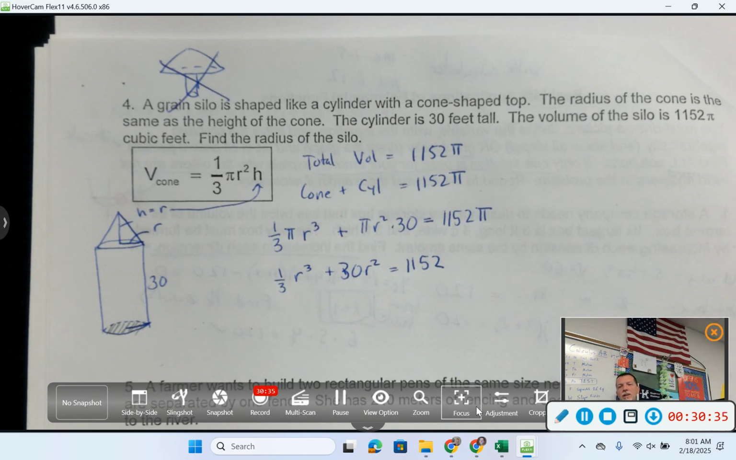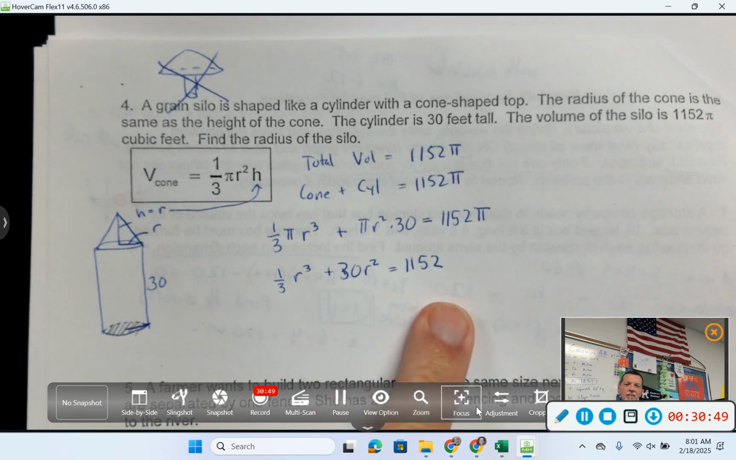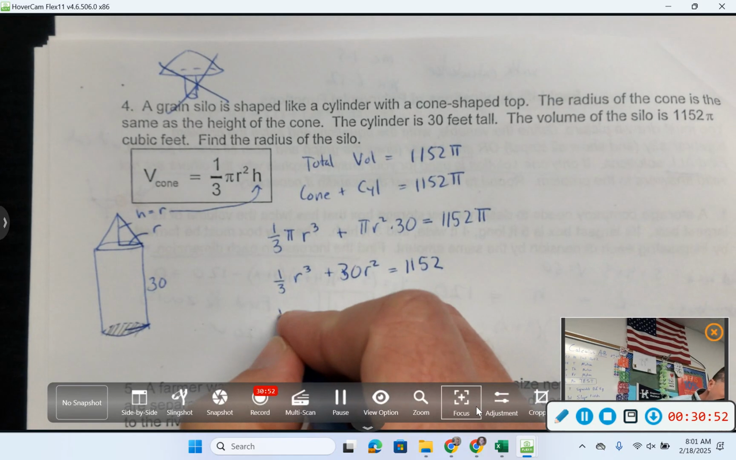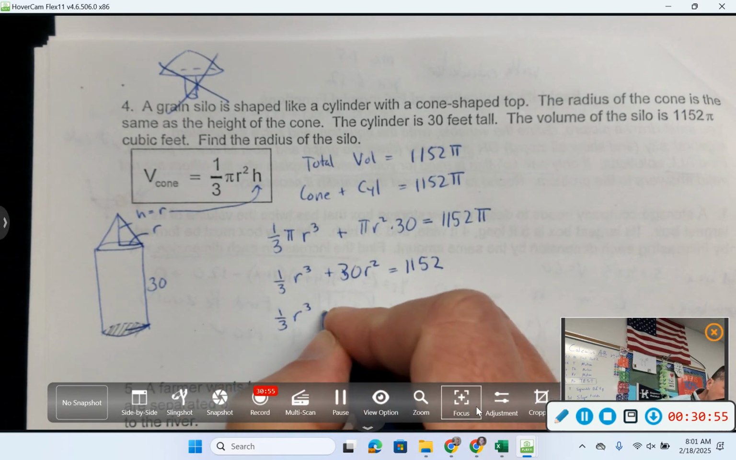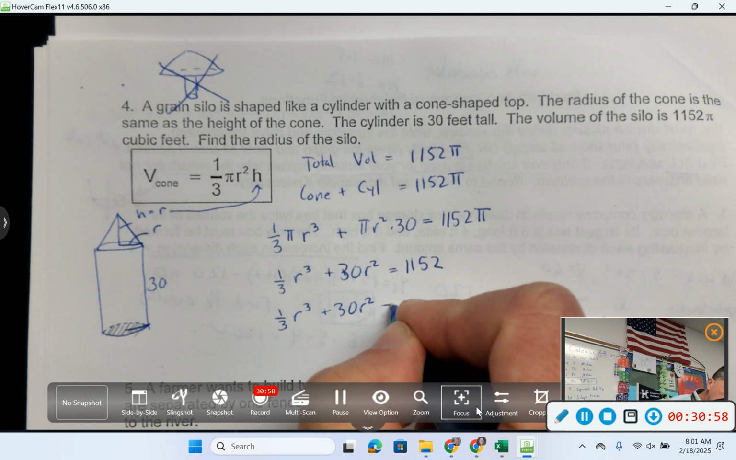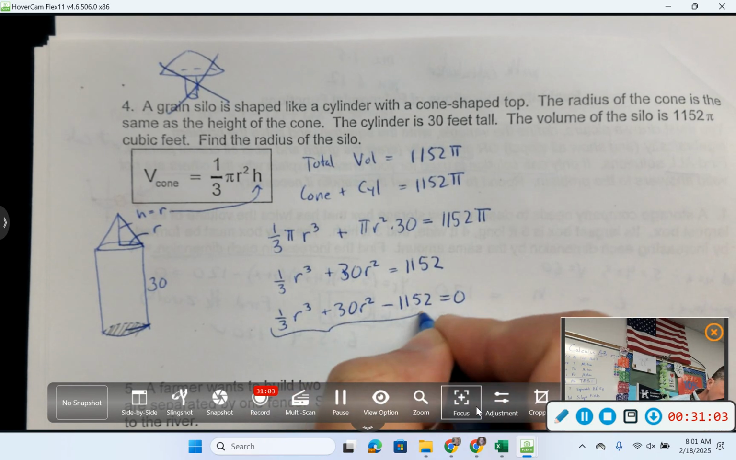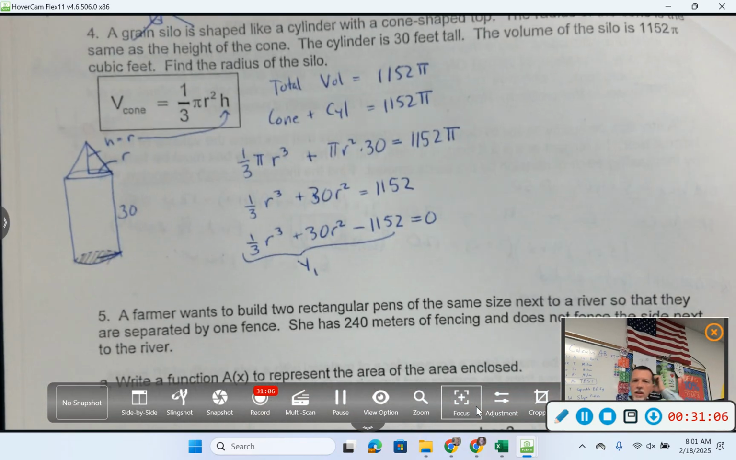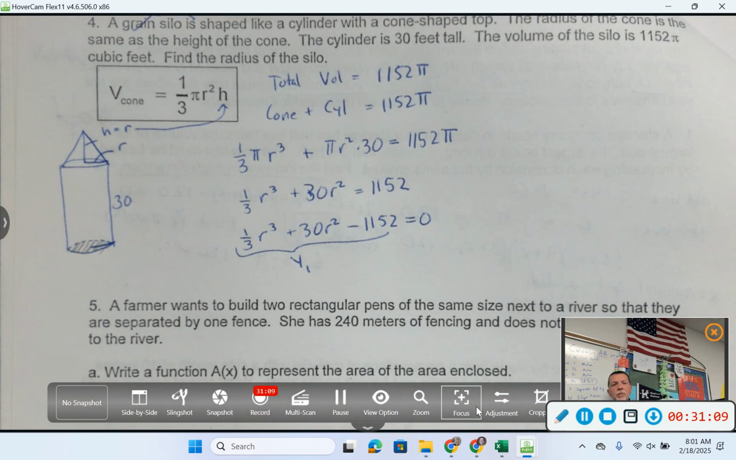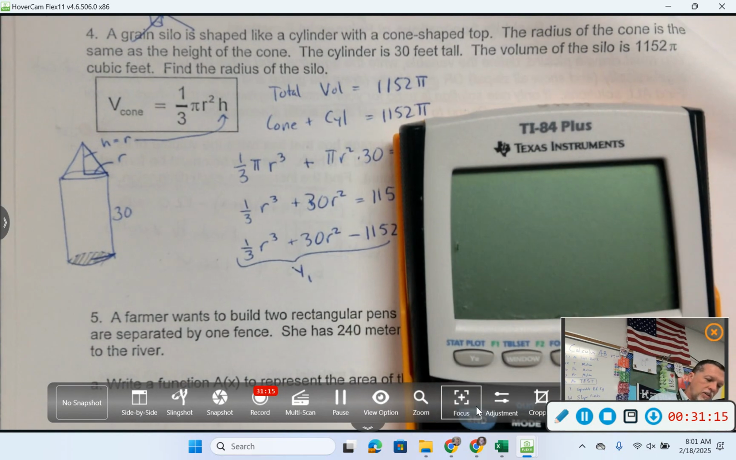All right, is there? Oh shoot. What do you want to do to put that in the calculator? I guess subtract everything. Yeah, I'd move the 1152 over. I suppose if the 1/3 bothers you, you can multiply through by 3, but then you get bigger numbers. But 1/3 is not bad, so I think I just leave it there. 1/3 r cubed plus 30 r squared minus 1152 equals 0. So all of that will go in for y1, and we'll look for the zeros. How many zeros will there be before I even go to the calculator? 3. But I don't necessarily know that there's 3 real zeros, so I don't know.